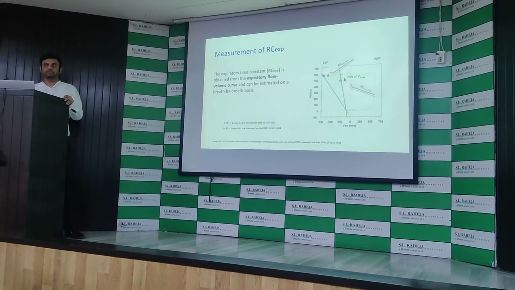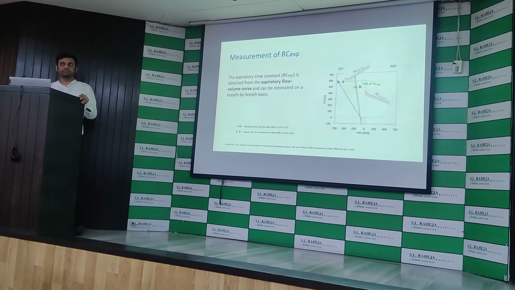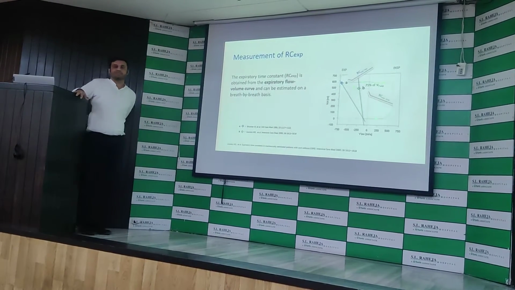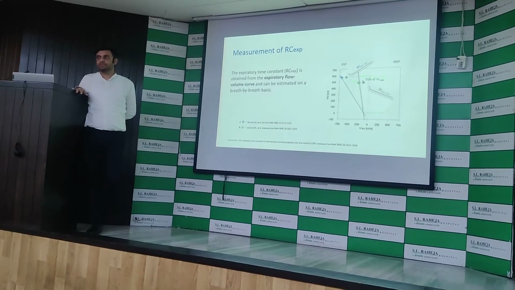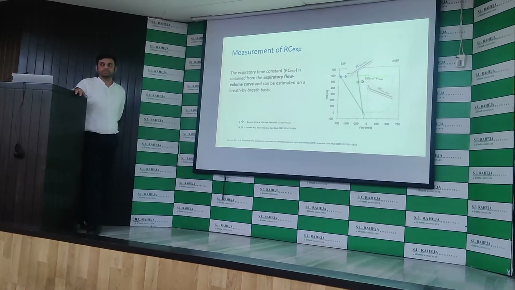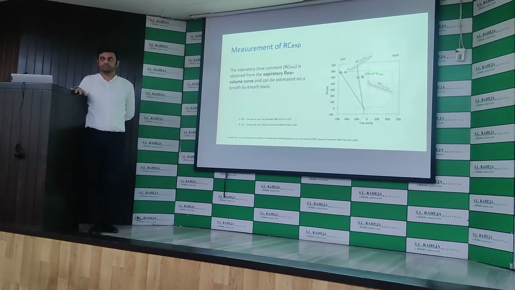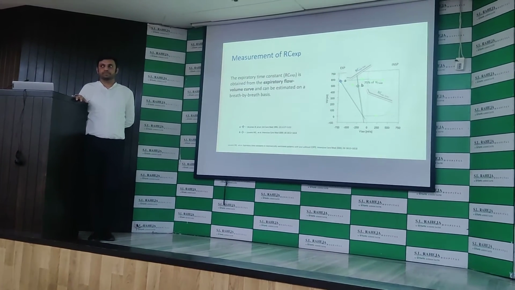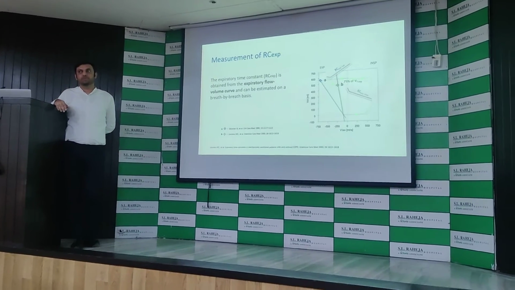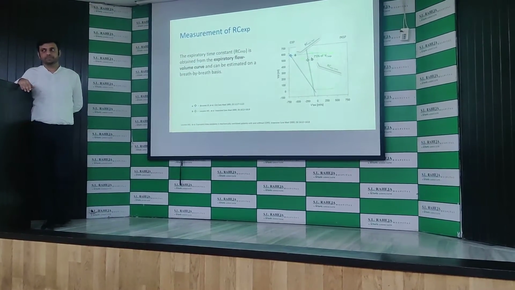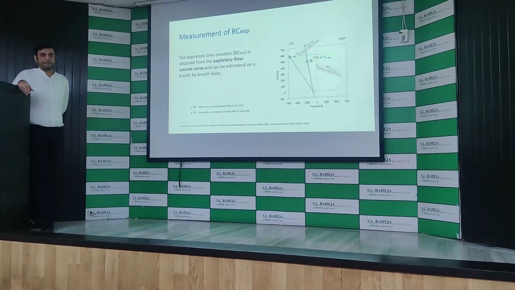I have talked about obstructive breathing. What is a time constant first? Time constant is the multiplication of resistance and compliance. What exactly does that mean? What does time constant actually mean? It says how much time it will take to inflate the lung to 63% and how much time it will take to deflate the lung to 63%. This is all that it says.